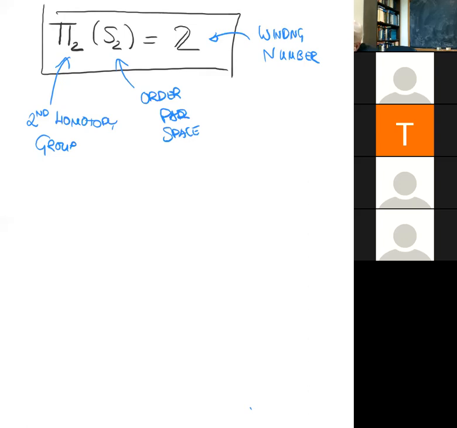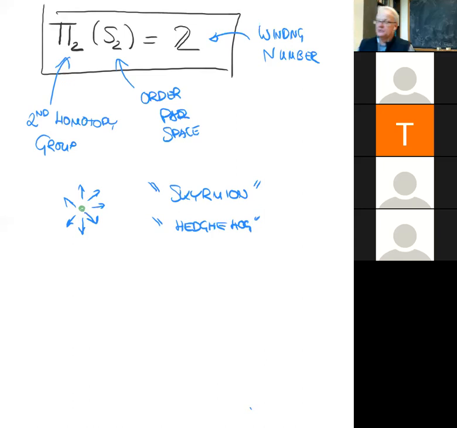So again, we had this defect, and it was surrounded by a magnetization that just points radially outward. Okay, so that kind of defect has a name, sometimes called a skyrmion, or also sometimes called a hedgehog. You know, I suppose you're supposed to visualize a little hedgehog that is all curled up and all the spikes are pointing out.